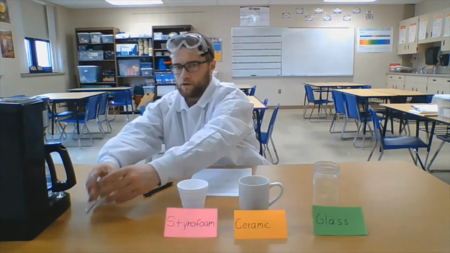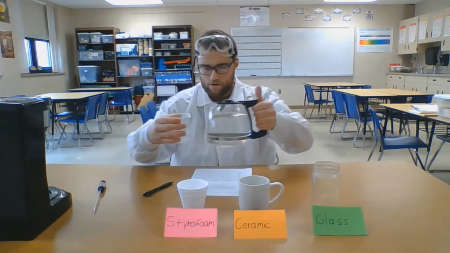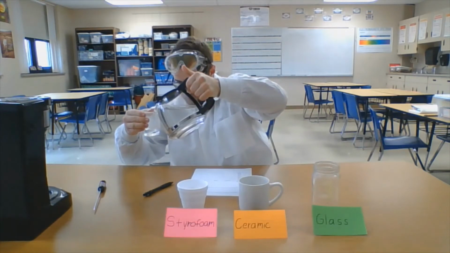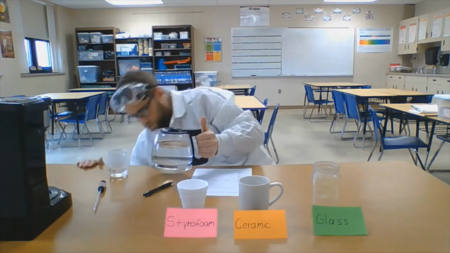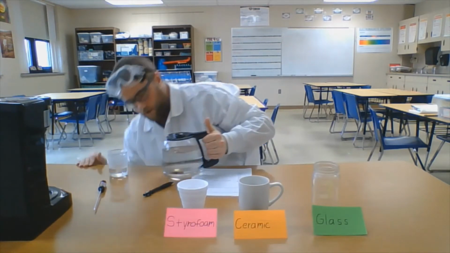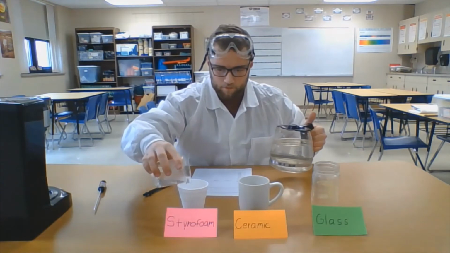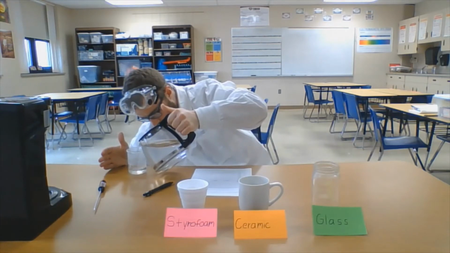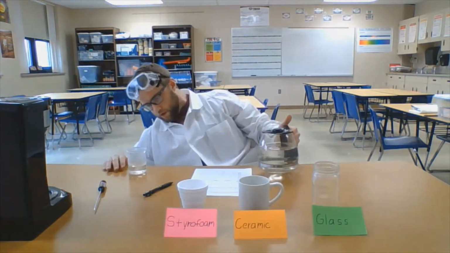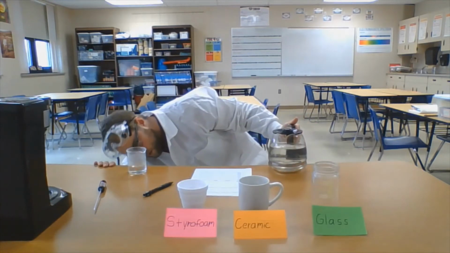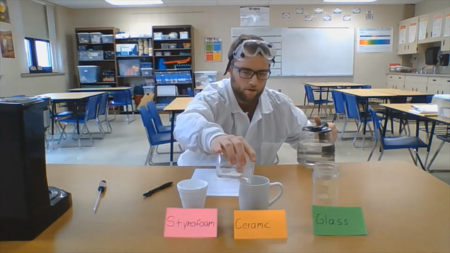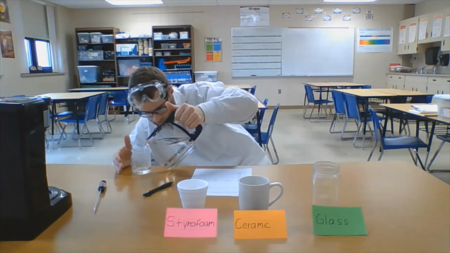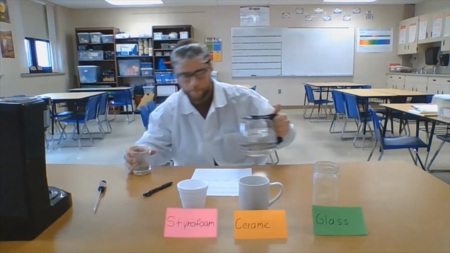So why don't we go ahead. We are going to fill up our graduated cylinder with 100 milliliters of hot water. Check at eye level. I think we're good there. We're going to pour it in. 100 milliliters. We're good there. And finally, our glass vessel, 100 milliliters.